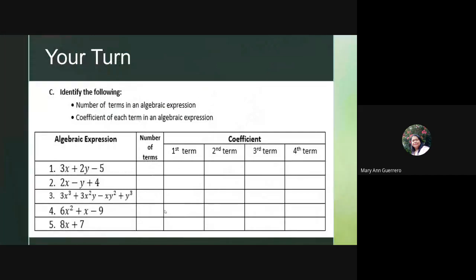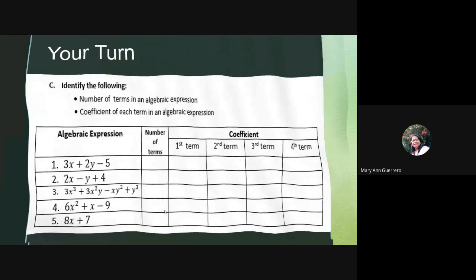Let's move on. It's your turn. Check your answers.